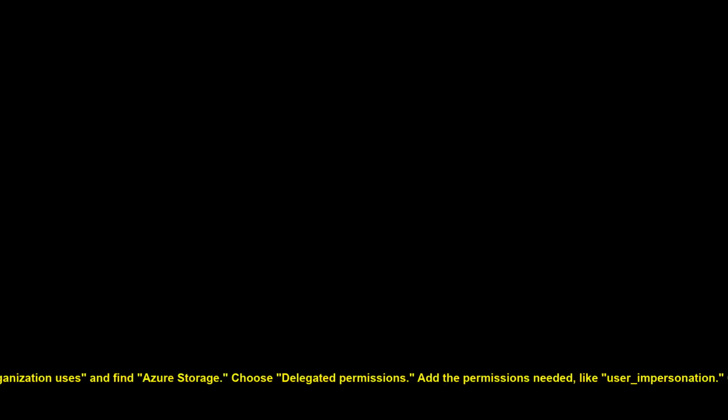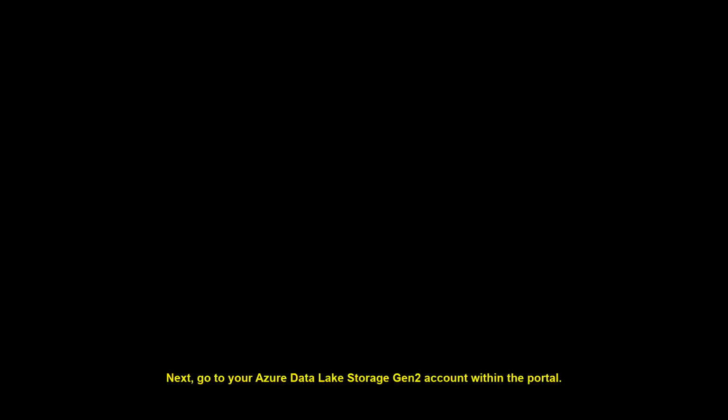Now, navigate to the API Permissions section. Click on Add a Permission. Select APIs my organization uses and find Azure Storage. Choose Delegated Permission. Next, go to your Azure Data Lake Storage Gen 2 account within the portal.